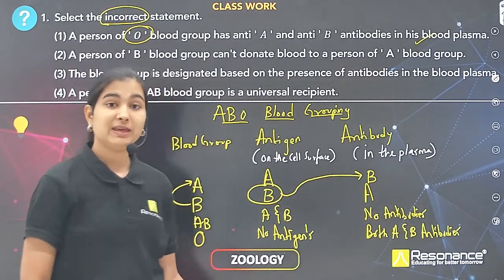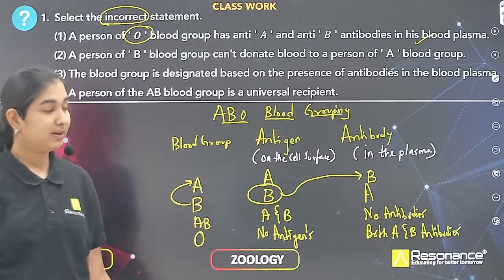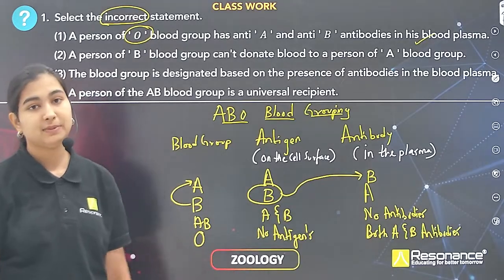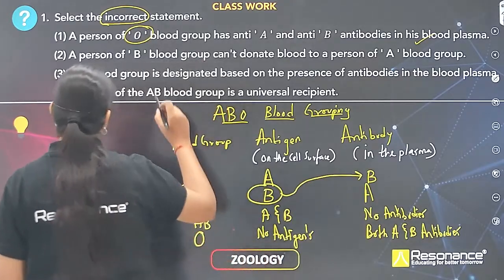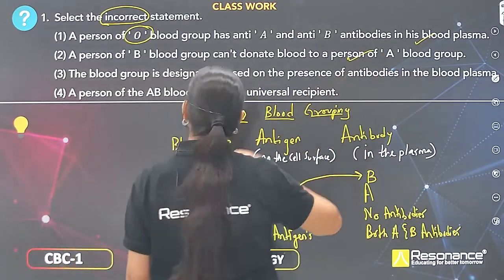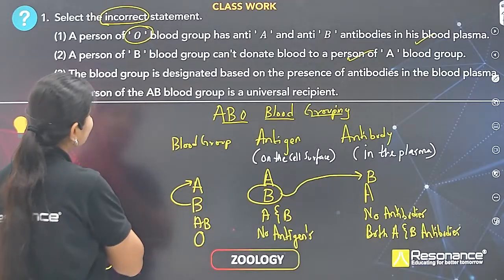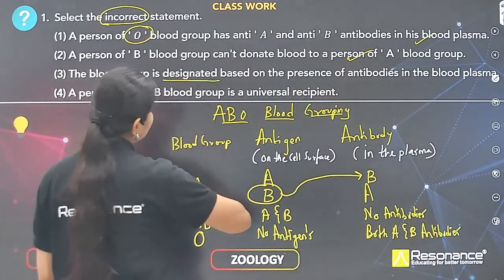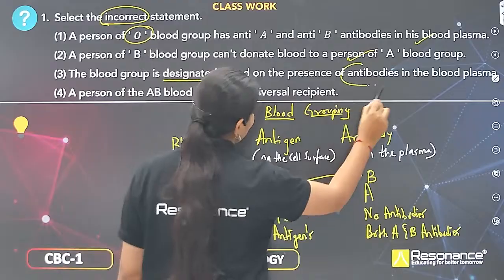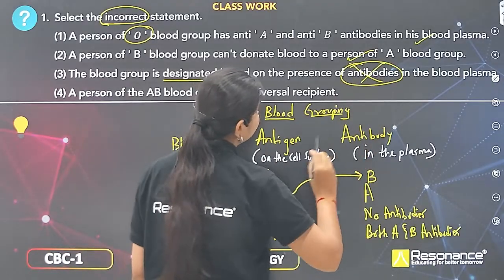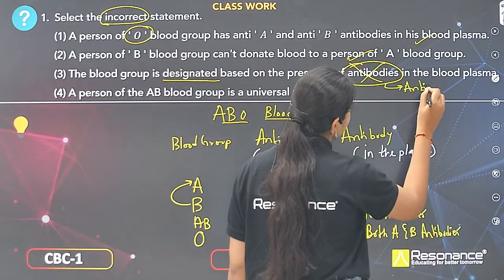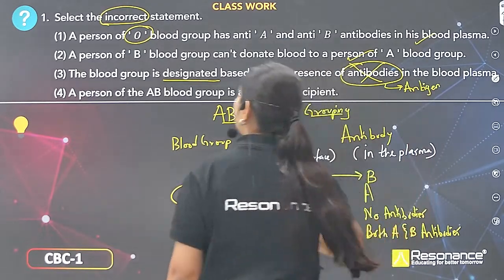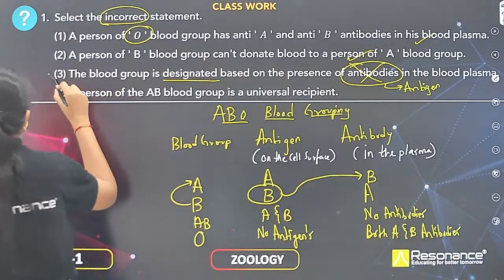Fine. So B can donate the blood to what? It can donate the blood to the B blood group and the AB blood group. Fine. So this is clear. Yeah, so this is also the correct statement. Next, they are saying the blood group is designated on the basis of presence of antibody. No, it is not the antibody, but it should be the antigen. Okay, so here the correct answer is what? The incorrect option is the option number 3.